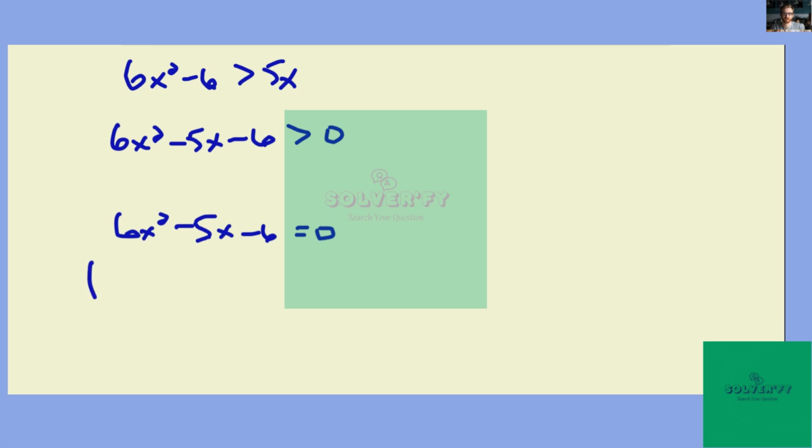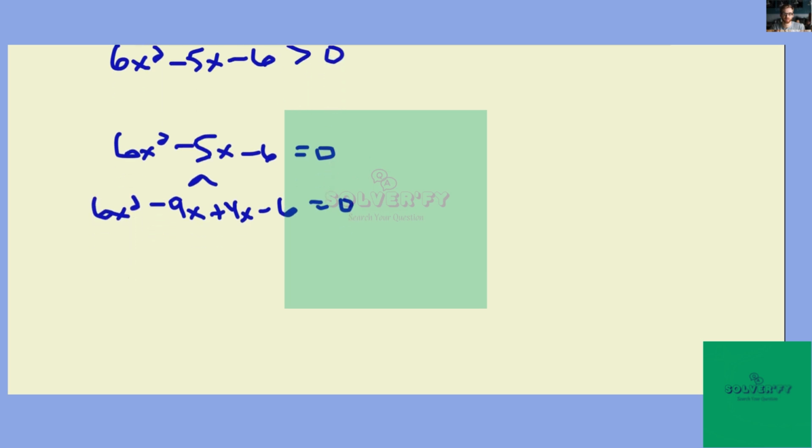We could factor: what multiplies to negative 36? We're going to have to do this a little different, but we can. What multiplies to negative 36 and adds to negative 5? Let's see, 9 and 4. So multiplies to negative 36x and adds to negative 5 would be a negative 9x and a positive 4x. Okay, so now we can group.